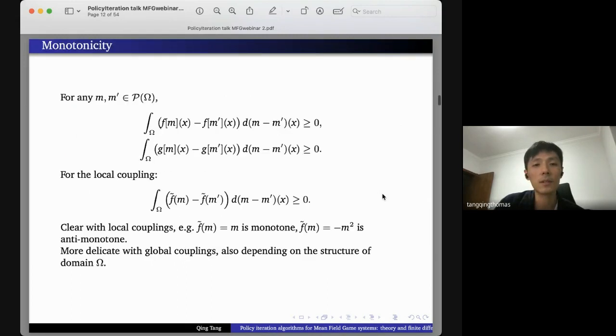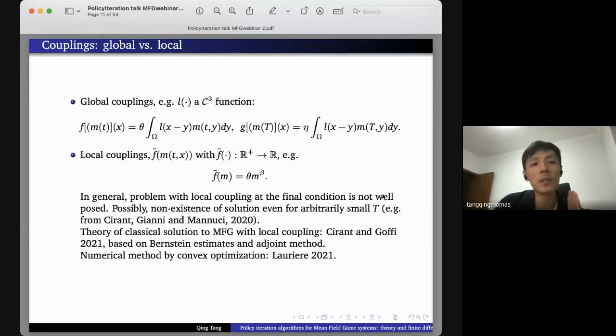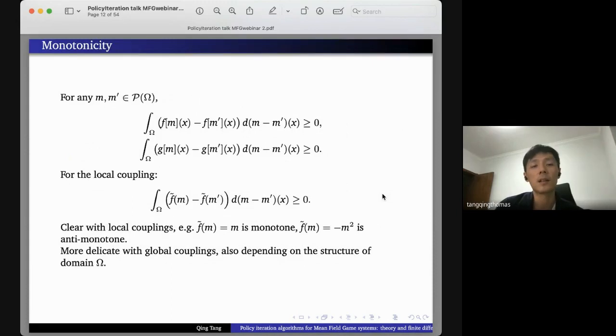Okay, but again, I will be mostly talking about global couplings. And this is what is called the Lasry-Lions monotonicity condition. For the first two lines would be for global coupling, and the third line would be for local coupling. And again, for the local coupling, it's kind of obvious if the monotonicity condition is satisfied. For example, M would be monotone, minus M would be anti-monotone, etc.